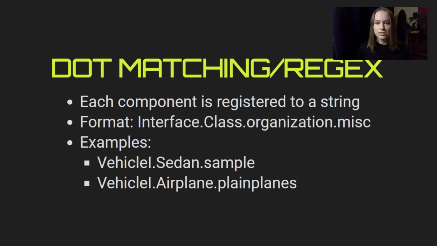Some examples of this are vehiclei.sedan.sample, where this is a sedan made by the sample organization, which implements the vehicle-i interface. You might remember this component from the Interfaces and Abstractions video garage example. And then we also have vehiclei.airplane.planeplanes, which is an airplane made by the Plane Planes organization that also implements the vehicle-i interface.